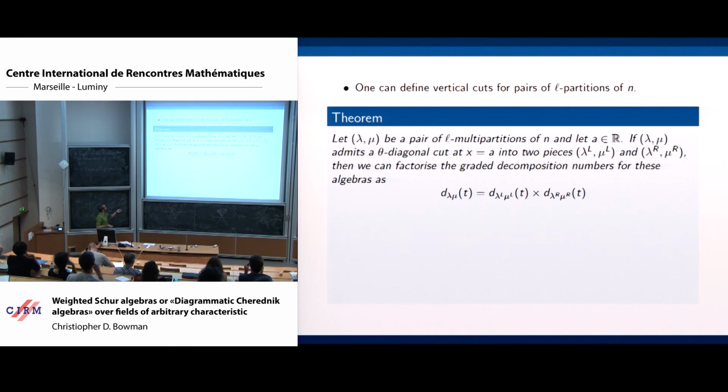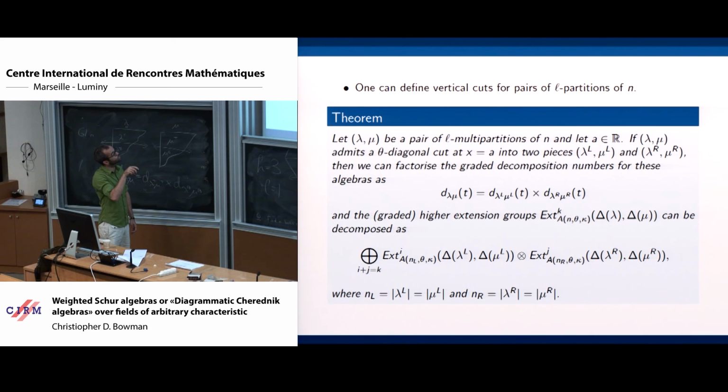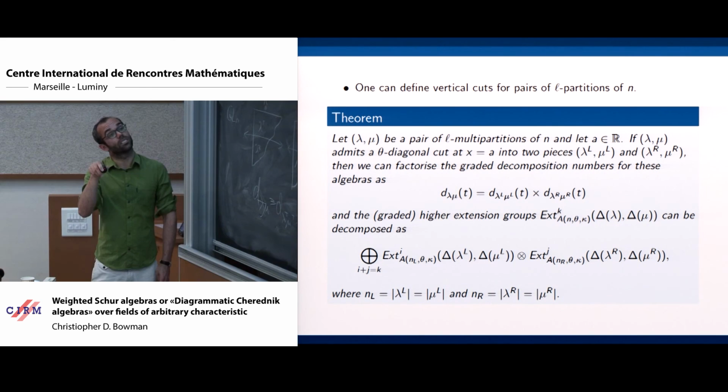And as I said, we can factorize these graded decomposition numbers by using this picture. And moreover, we can in fact factorize higher extension groups between these two modules in terms of a tensor product, where these are smaller algebras. So here's my smaller Cherednik algebra, so NL is the size of this partition, and NR is the size of that partition. So I've factorized this larger extension group into this sum over tensor products from the smaller ones.